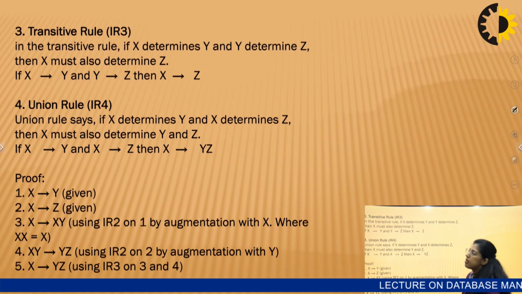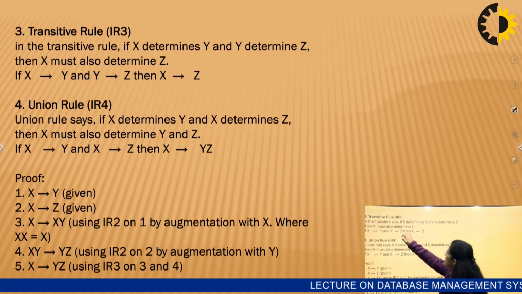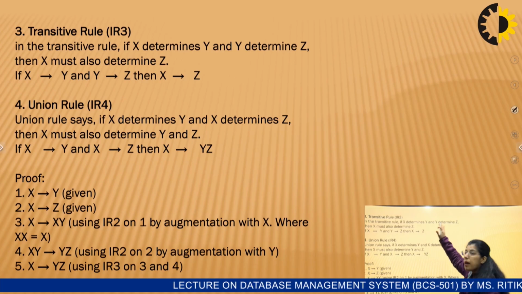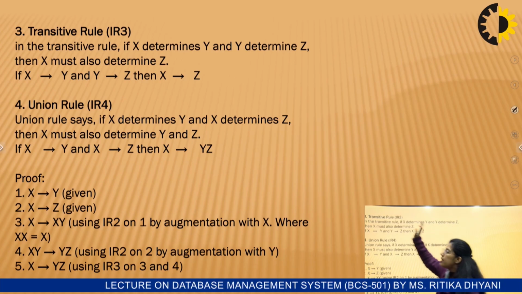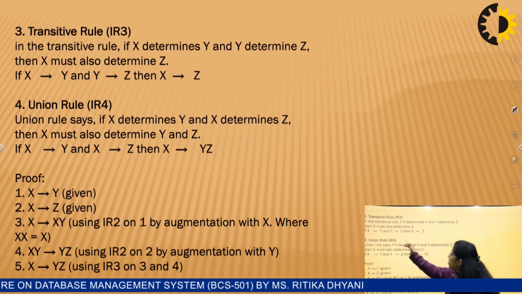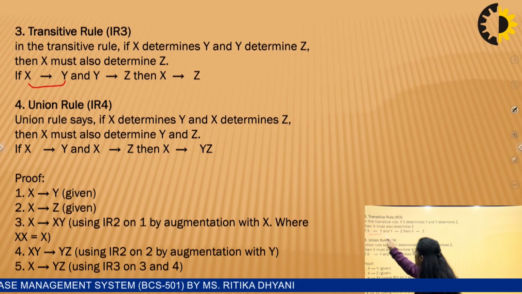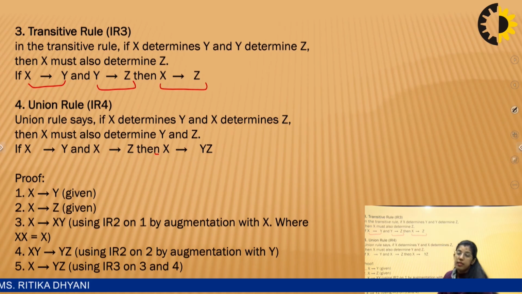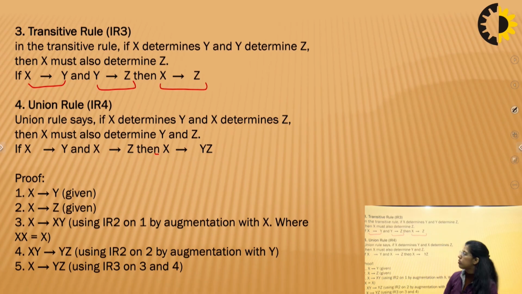Next one is transitive rule. In transitive rule, if x determines y and y determines z, then we can say that x must determine z also. So here, if this is given and this is also given, then we can conclude that z is functionally dependent on x.